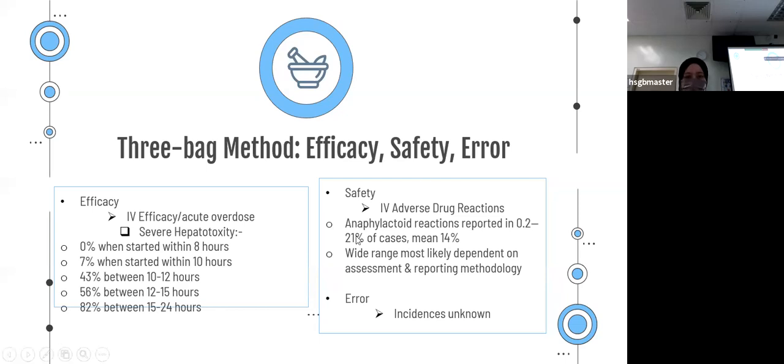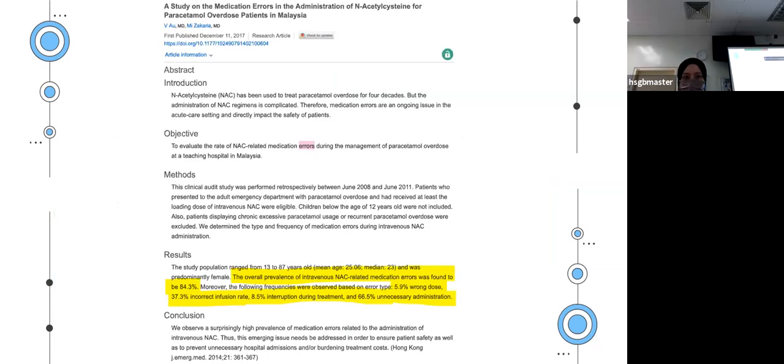As for the safety, which is described in terms of adverse drug reactions, anaphylactic reactions are reported in 0.2 to 21% of cases with a mean of 14%. Now that is a very wide range, between 0.2 to 21%. The wide range is mostly dependent on how well we recognize anaphylactic reactions as well as how well we report these cases. As for errors in the administration of the 3-bag method, there are a lot of reports of errors that are not reported in a systematic manner.